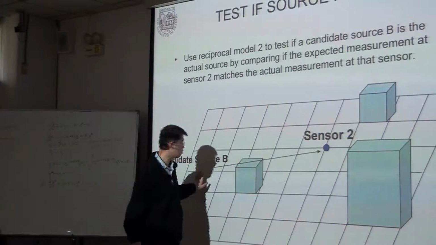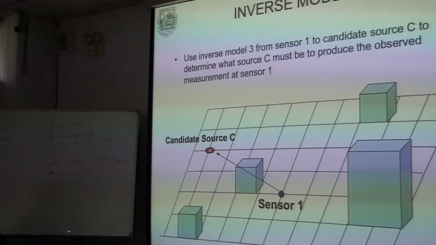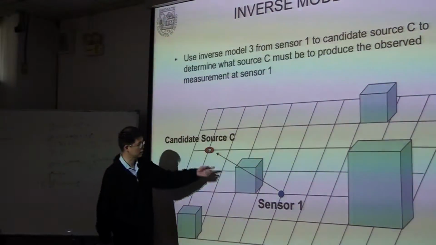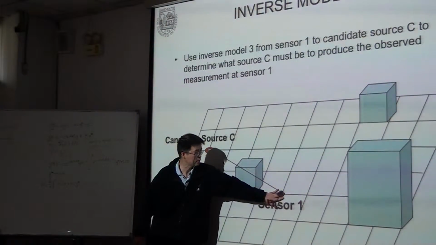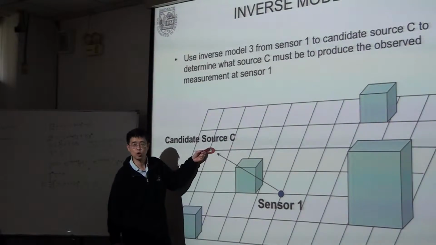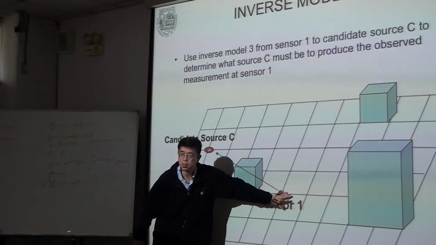Because this is a wrong source location. And then we go to the next candidate, for example, this location here. We have the inverse model to tell us what the source signal should be if the source is here, based on the sensor measurement here.